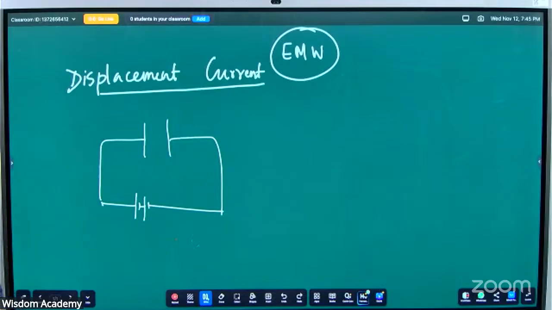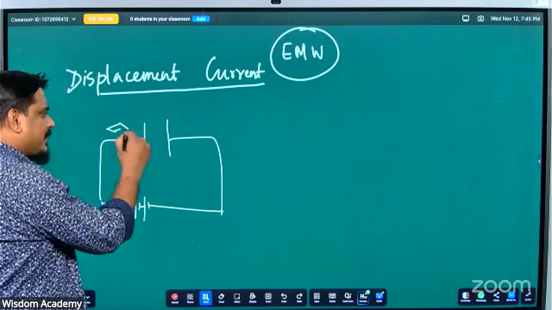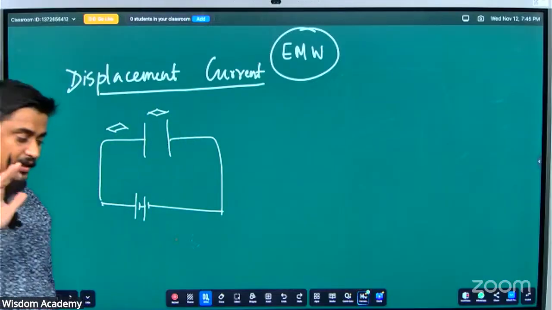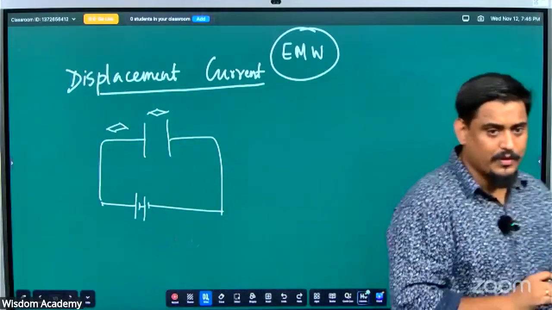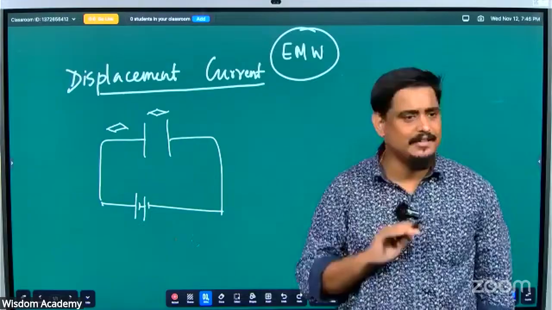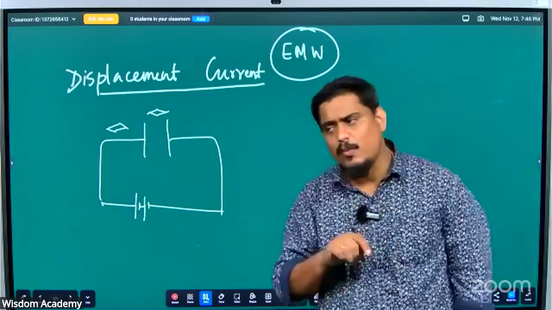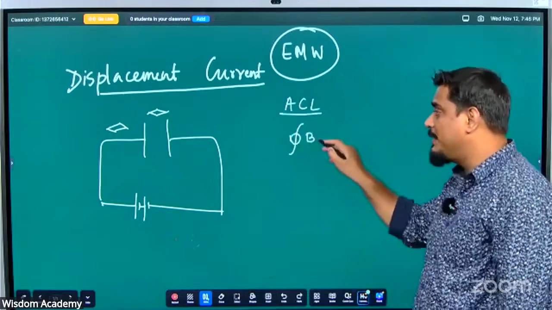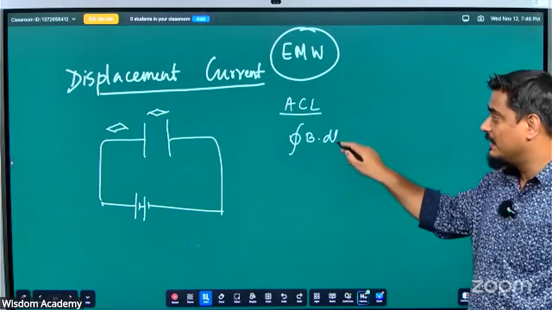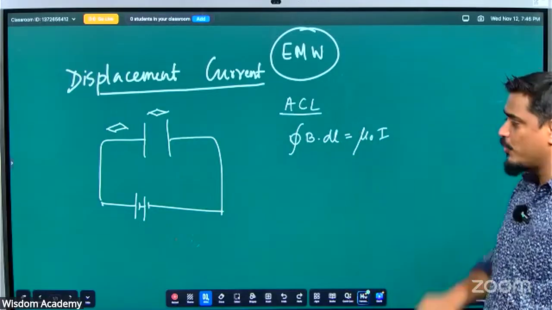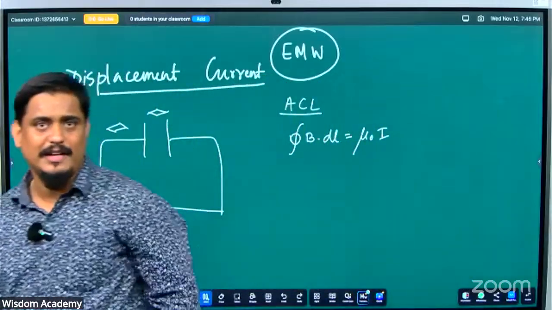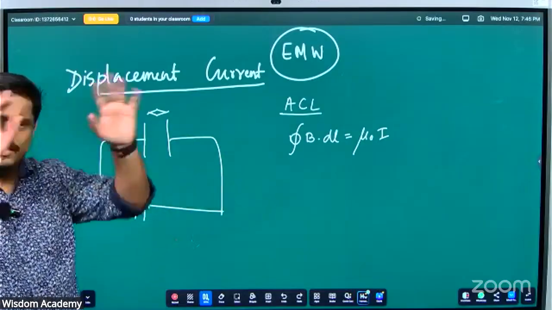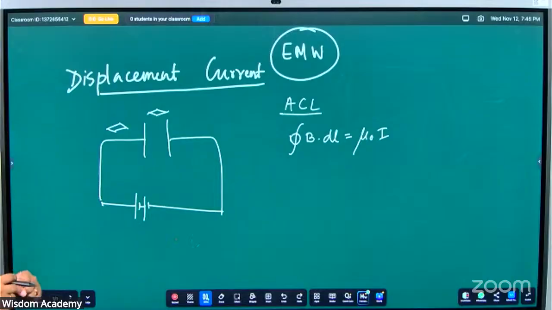And what did Maxwell do? He kept a compass here, and he kept a compass here. As per Ampere's circuital law, if a wire is carrying a current, it will have a magnetic field around it. And what is the magnetic field? As per the Ampere circuital law, the closed integral of B dot dl is equal to mu naught times I. I hope you know this. The integral of B dot dl is equal to mu naught times the current enclosed by the Amperian loop. But what did Maxwell do?